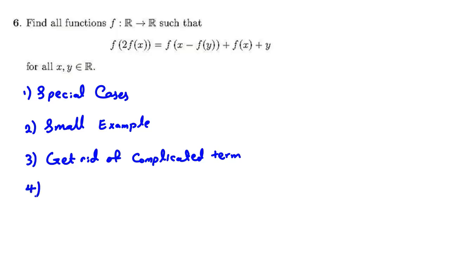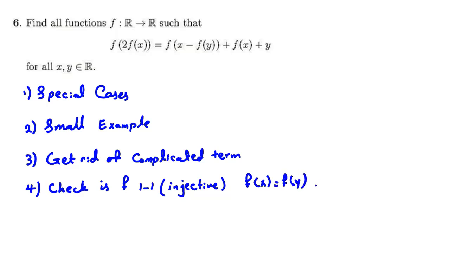Fourth rule, that we have, there are lots of things. Check is f 1-to-1 or injective or surjective. Surjective is also useful. Injective means what? It means that you should check if f of x equal to f of y, and if we can conclude x equal to y, then the function is 1-to-1. And we have also other things.